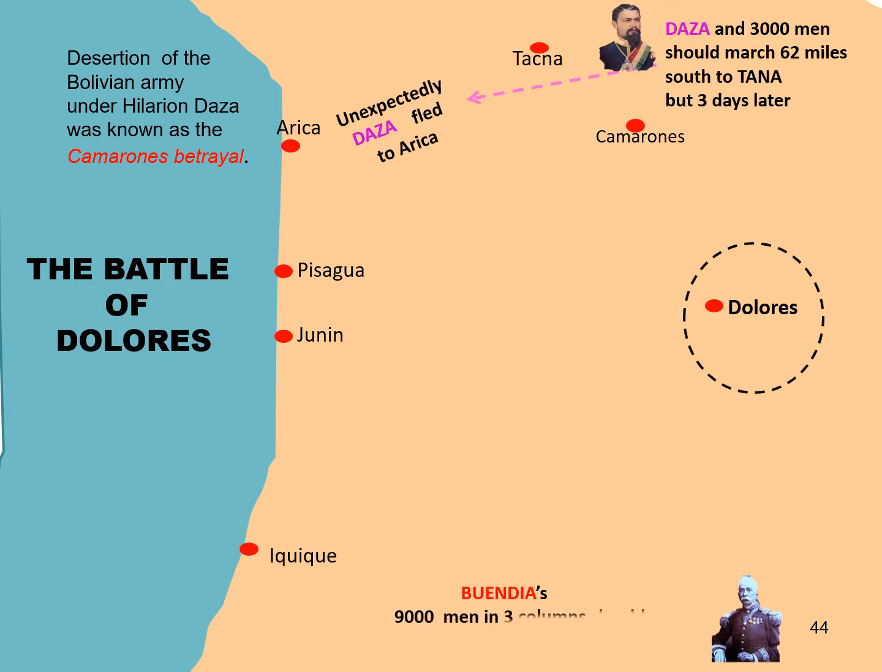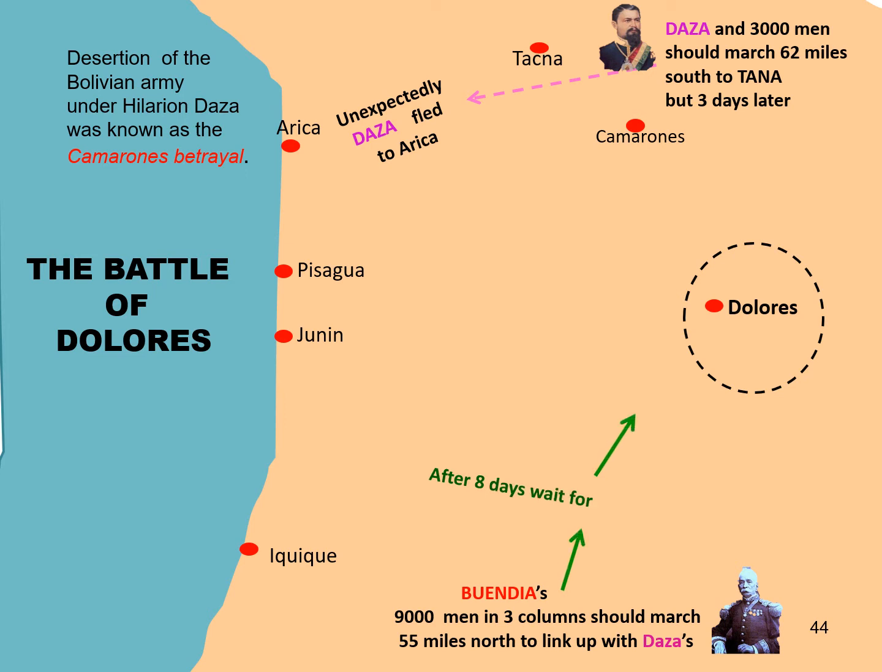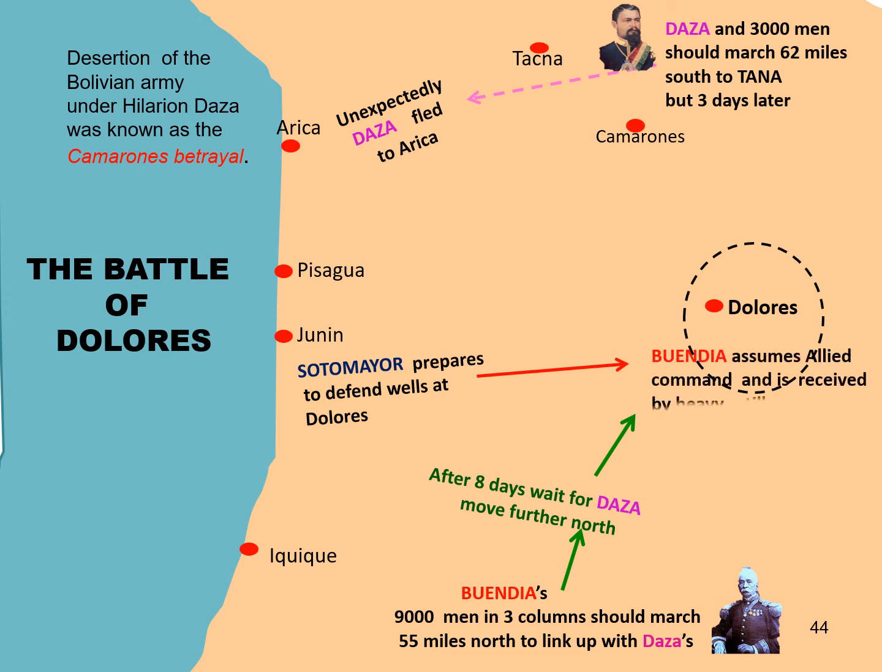Meanwhile, General Buendía in the south, with 9,000 men in 3 columns, was waiting instructions to march 55 miles north to link up with Daza's army. After 8 days waiting for Daza, Buendía moved further north. And at the same time, Sotomayor prepared to defend the wells at Dolores. Buendía assumed Allied command and was received by heavy artillery fire when he reached Dolores, because the Chileans attacked with heavy artillery.